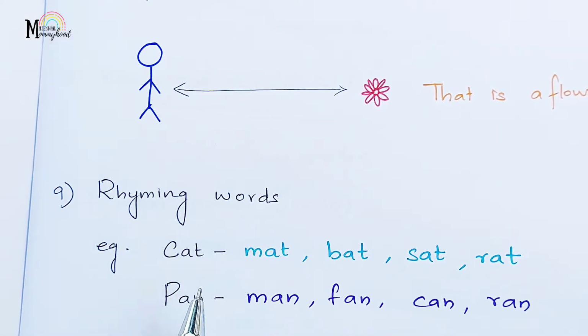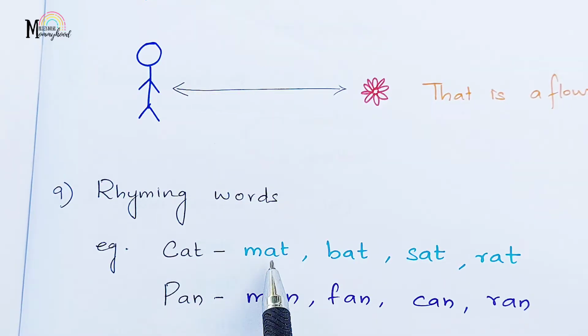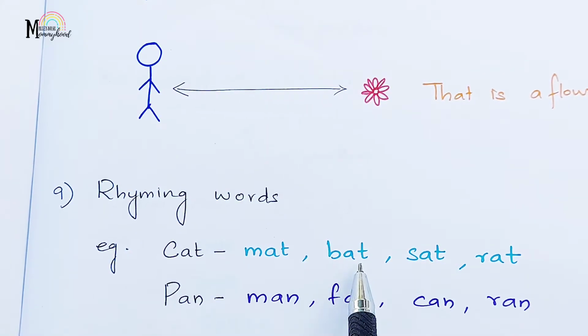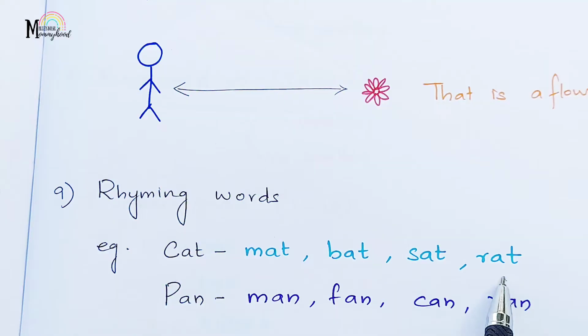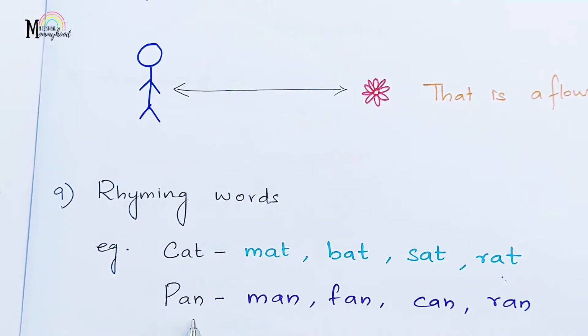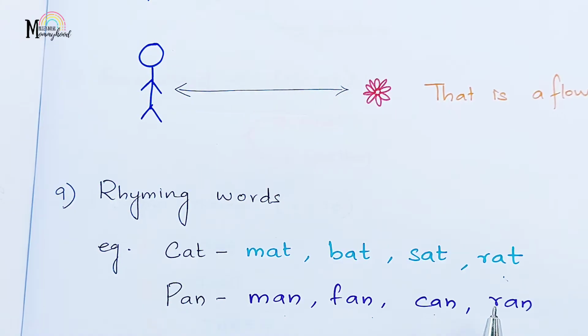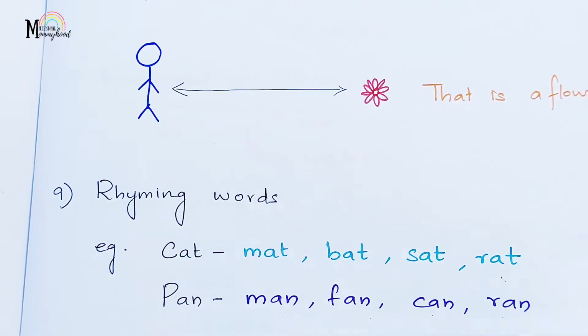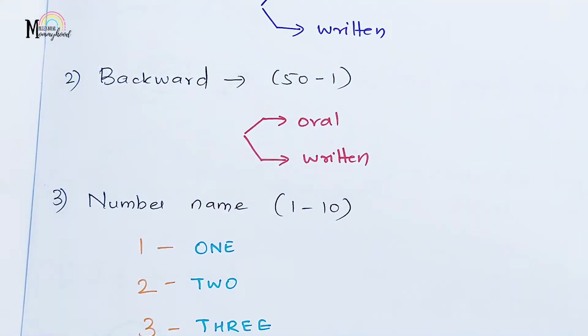Next comes rhyming words, wherein similar rhyming words are taught together. For example, for cat, you have mat, bat, sat, rat and so on. For pan, you have man, fan, can, ran and so on. This is also very helpful in phonics.